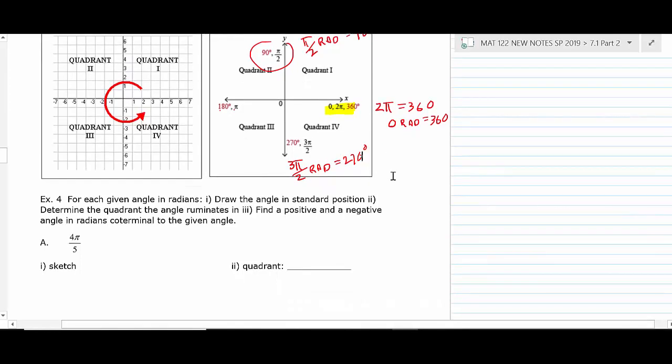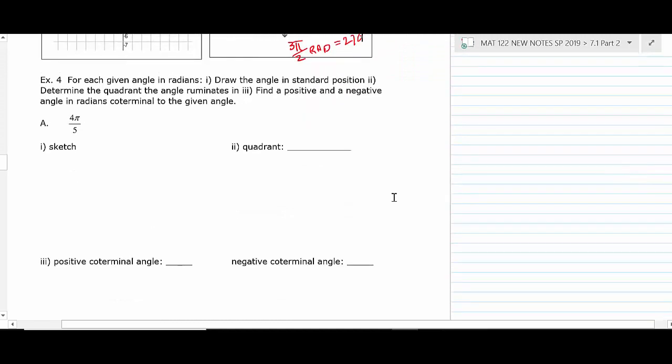Okay, so what I'm going to do down here in this example connects with some things we learned a little earlier. We're going to take this given radian measure, draw the angle in standard position, determine what quadrant it's in, and then find coterminal angles, but I want those coterminal angles to be in radians. All right, so here's what I would do. I would just change this to degrees.